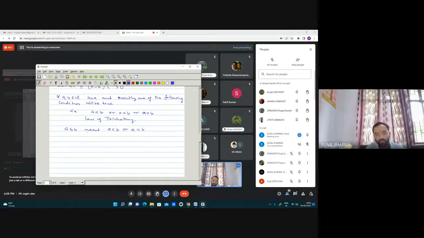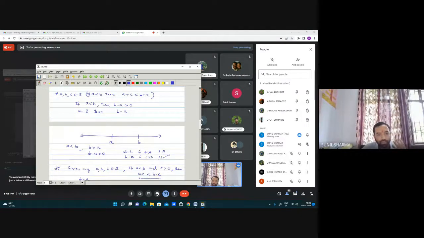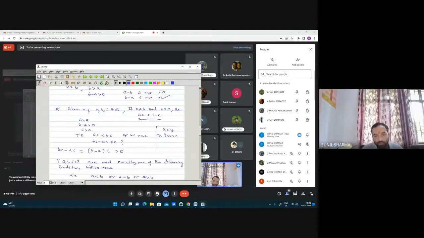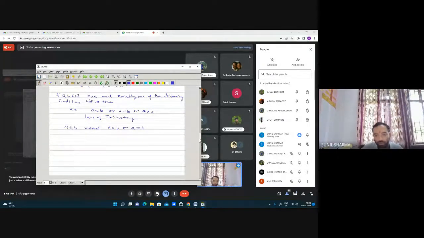So we have three main properties which use the less than relation. One is: if A is less than B, then A plus C, where C is any real number, is less than B plus C. Second property: if A is less than B and C is any positive real number, then A into C is less than B into C. And third, we have the law of trichotomy.